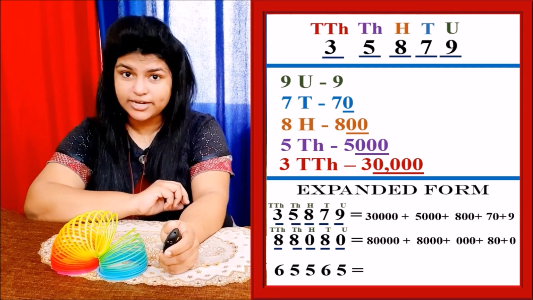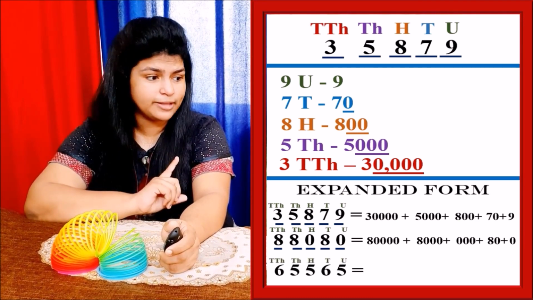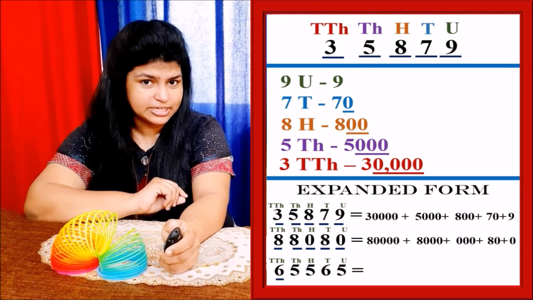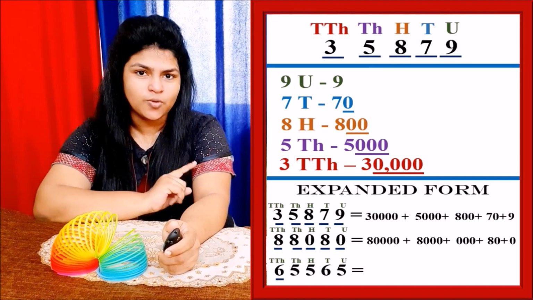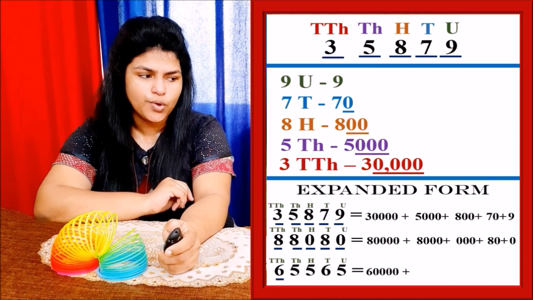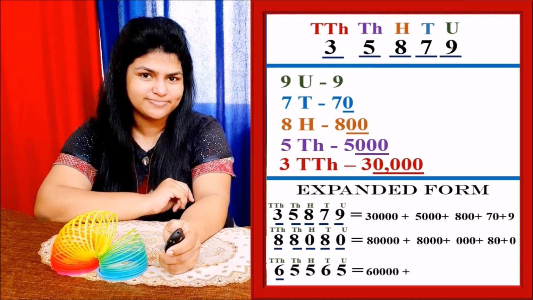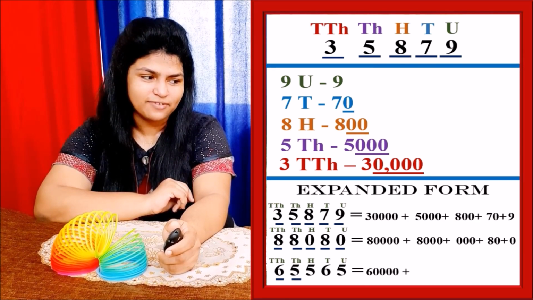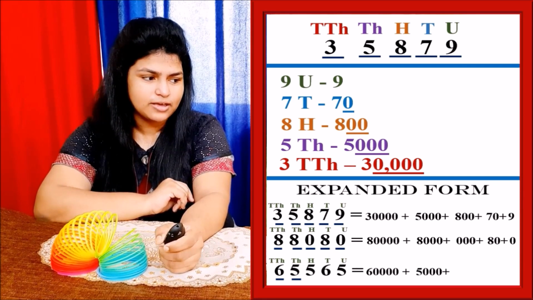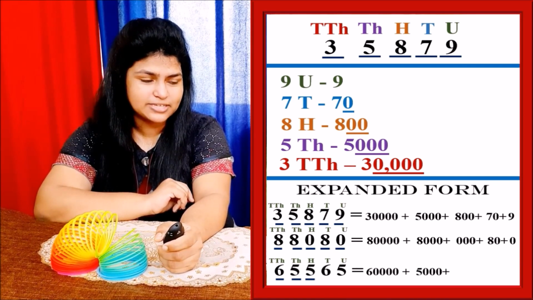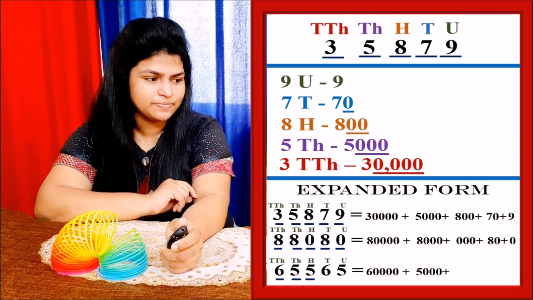65565. So first let us always put the Urdu code without fail. Then the number is 6. After 6, how many numbers? 1, 2, 3, 4. So 6 and 4 zeros. Then 5, and after 5, there are 3 numbers, and so 5 and 3 zeros.